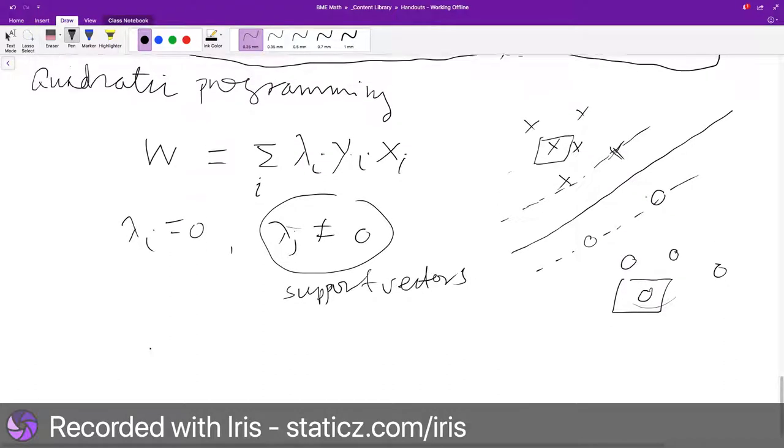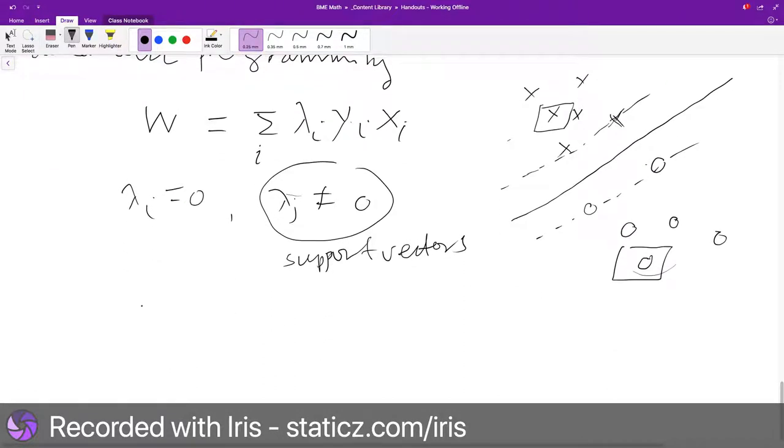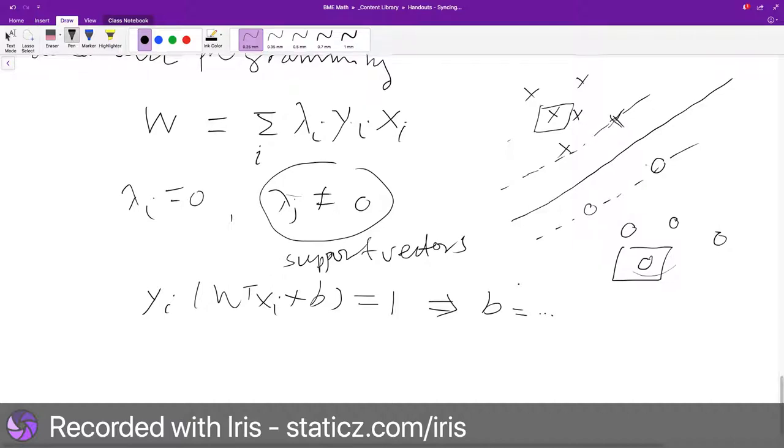And what about that b? When you do the classification, for a point on the boundary, you have y times (w x plus b), where y is plus 1 or minus 1. This is always equal to 1, and if it is far away, it is greater than 1. For this point you have the data point xi and yi, and you already know w, so you can solve for b from this. The b is solved.